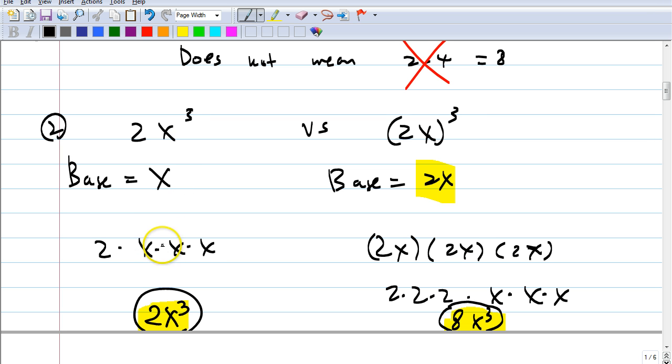So that's why it's 2 times x times x. Here, what does that exponent 3 see? What's right next to the exponent 3? It sees the parentheses. So it knows to multiply that whole base, right? 2x, 3 times. Does that make sense? Okay, so you could think of it that way if you like. Any questions?